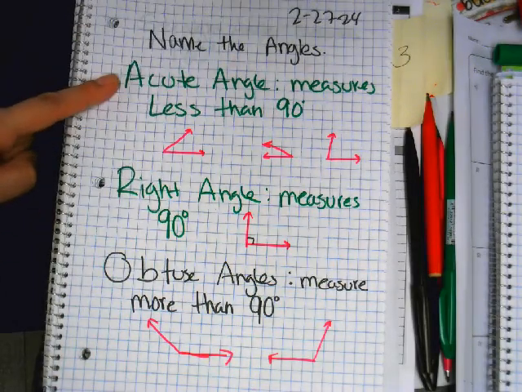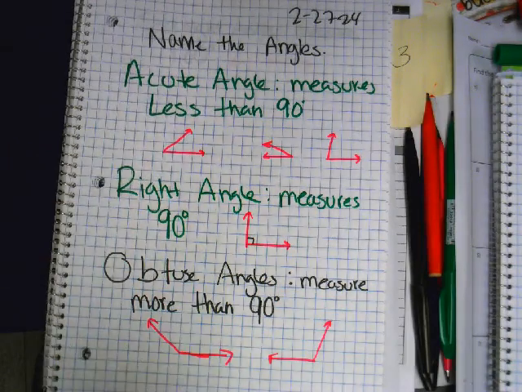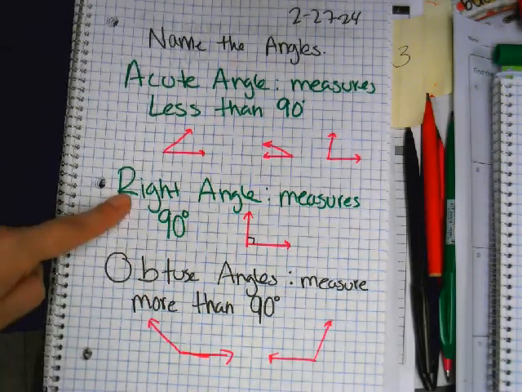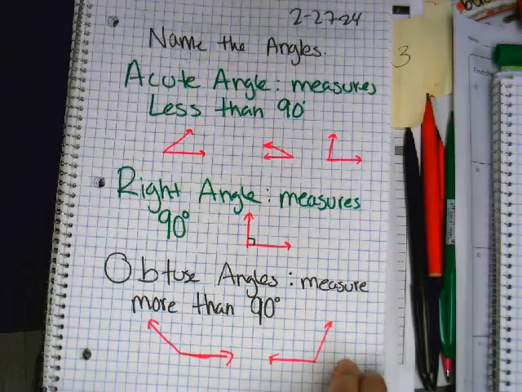Acute angles are small little angles. They're so cute, they're so small. Right is straight up and straight, like the corner. Obtuse is wide, open wide like a hippopotamus or a seagull. Remember those three vocabulary words?